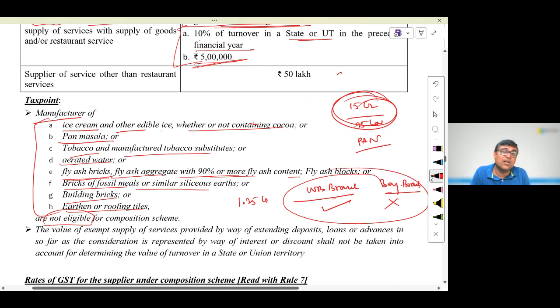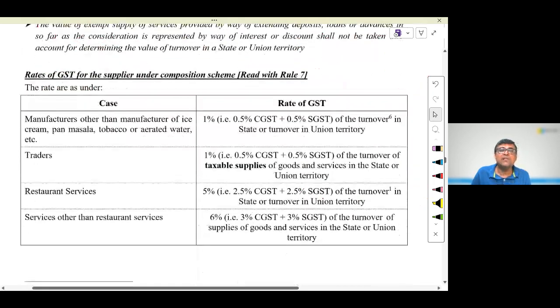It is not possible that for a couple of branches you are opting for this scheme and for a couple of branches you are not opting for this scheme. If you are eligible and you want to opt for it, then you are supposed to opt for all of your branches which are under the same PAN number. Clear? Rate of GST for the supplier under composition scheme.